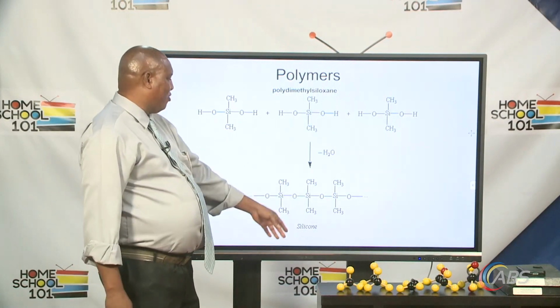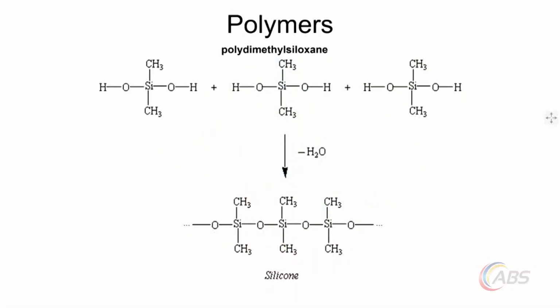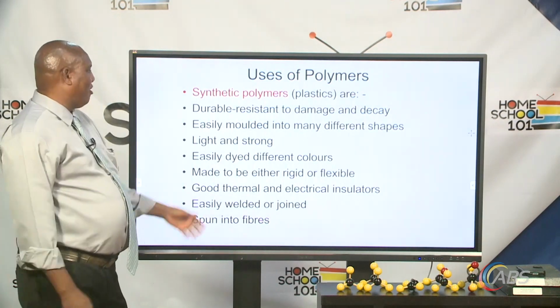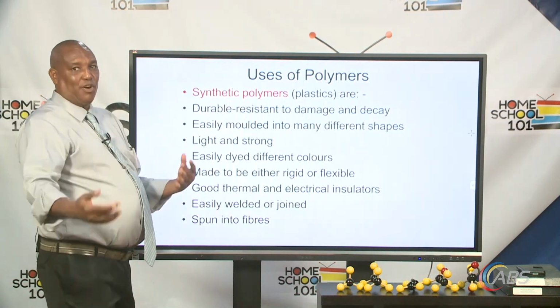All right, we can also produce silicone as a condensation polymer from siloxane. So polydimethylsiloxane will condense, a small molecule of water comes off, and we have silicone, a condensation polymer. Okay, how do we use it? And we're winding down now.